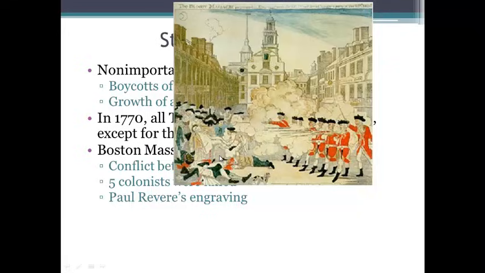This was a great example of propaganda during the time, and what this does not show is that this was kind of a hostile crowd here, the colonists. They were throwing snowballs at the British, and some of the snowballs even had rocks in them. So imagine getting pelted in the face by a snowball with a rock.